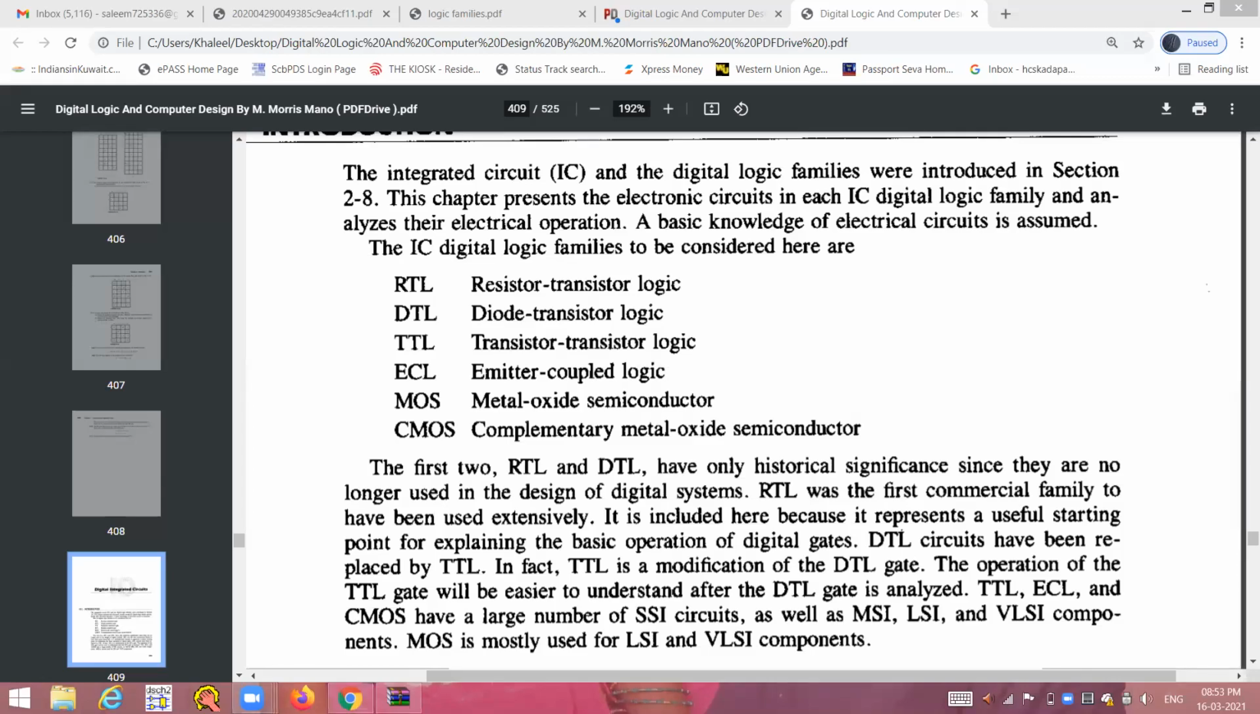Today we will see the digital integrated circuits. In this especially we will talk about resistor transistor logic, diode transistor logic, emitter coupled logic and complementary metal oxide semiconductor logic. Is it clear? Now we will first of all discuss about the resistor transistor logic.